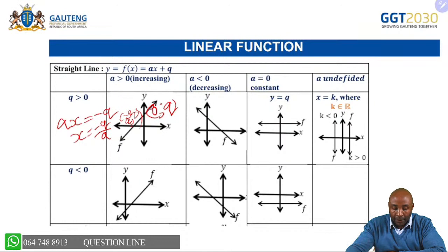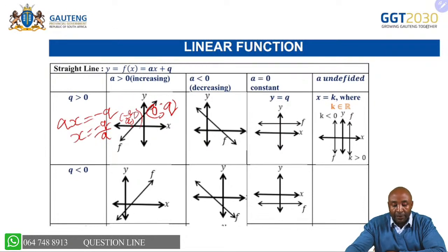If our a is less than 0, we have seen from the graph of g, it's a decreasing function. And in this case, because our q is positive, our y-intercept will be on the positive side and our x-intercept will be on the positive side, as you can see there. And then if our a is equal to 0, that's the equation of a horizontal line. We normally give the equation as y is equal to q, or f of x is equal to q.